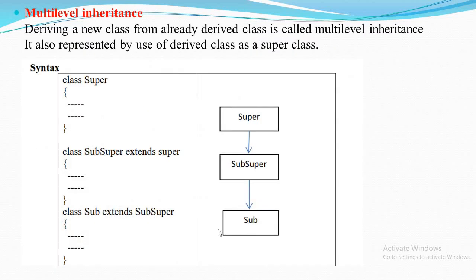So next one is multilevel inheritance. Deriving from another derived class is known as multilevel inheritance. Here class A, the superclass, extends the properties of the sub-superclass. Again, class Sub extends the properties of the sub-superclass.